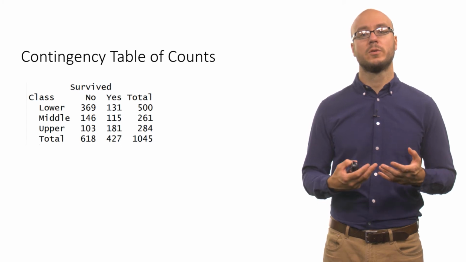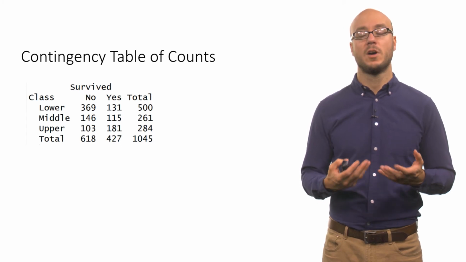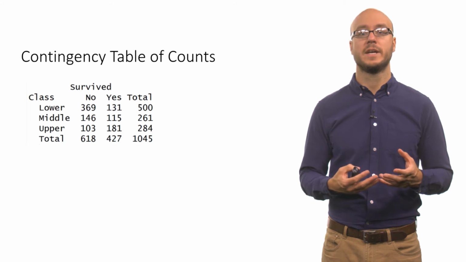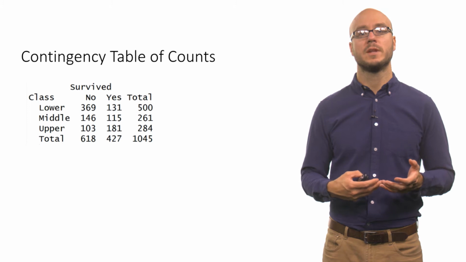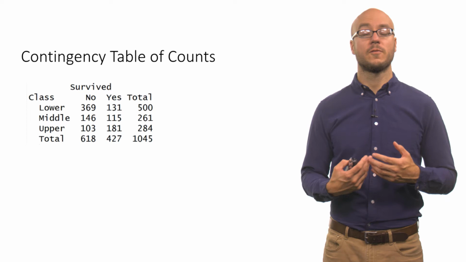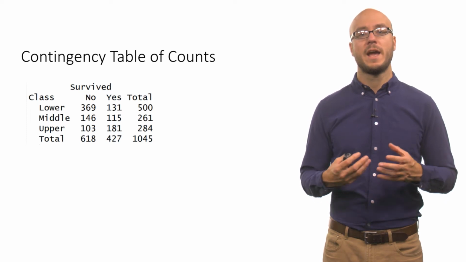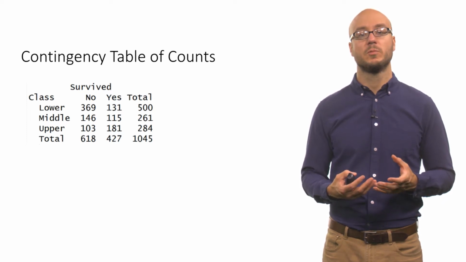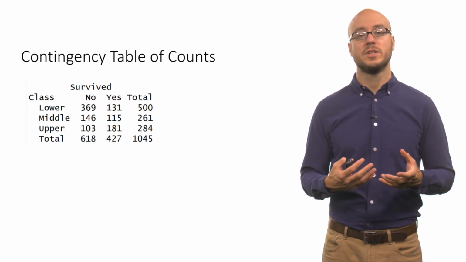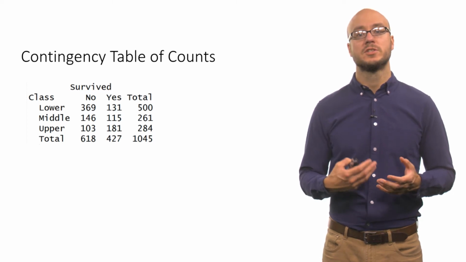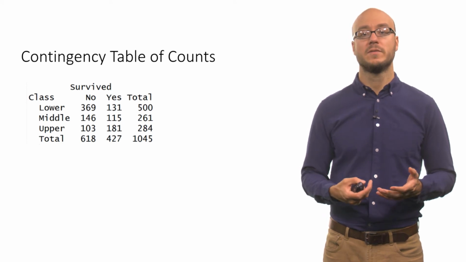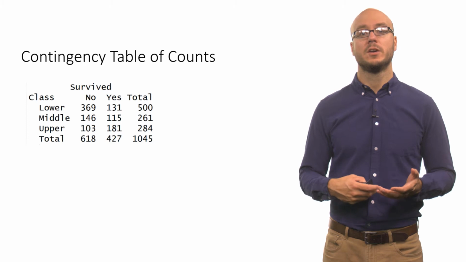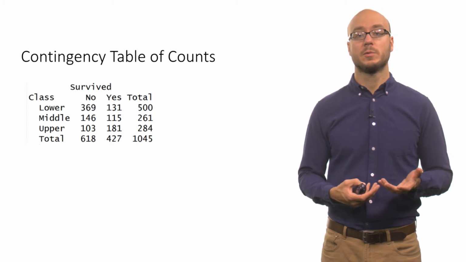You can see that the total number of people on the Titanic is a little bit over 1,000 for this particular data set. And then we have the total counts for those in the lower, middle, and upper class, and we have the total counts for those in the survival group versus those who didn't survive. And then we have the cells of this contingency table, which are the different counts for each cross-tabulation of values. So, for example, we have 369 people who were in the lower class and who did not survive. And then we have 131 people who survived and were in the lower class.